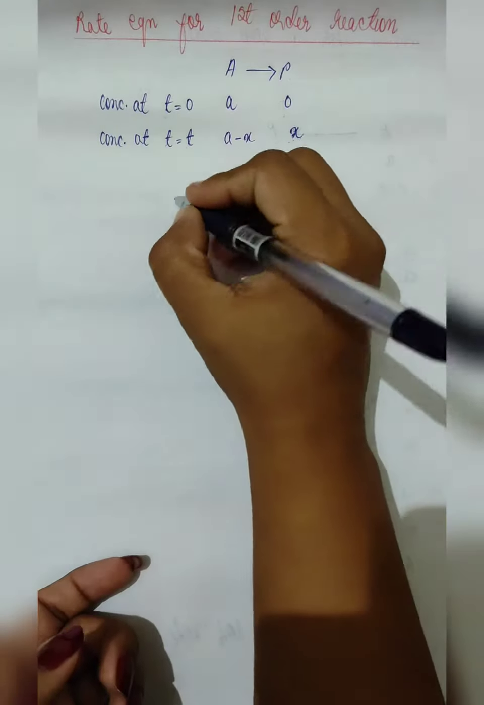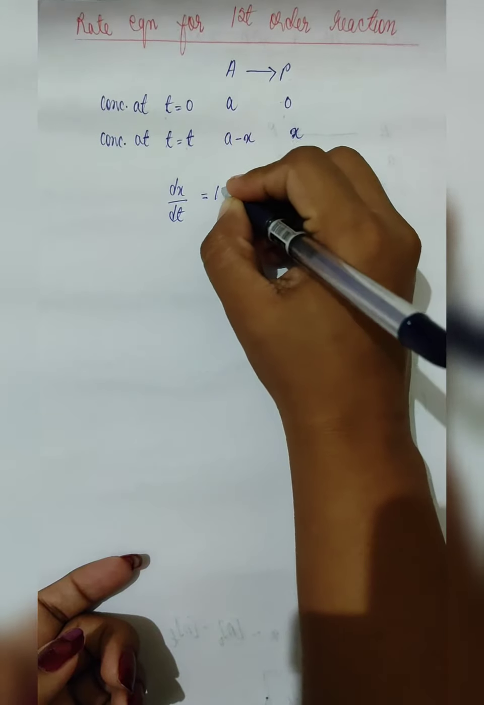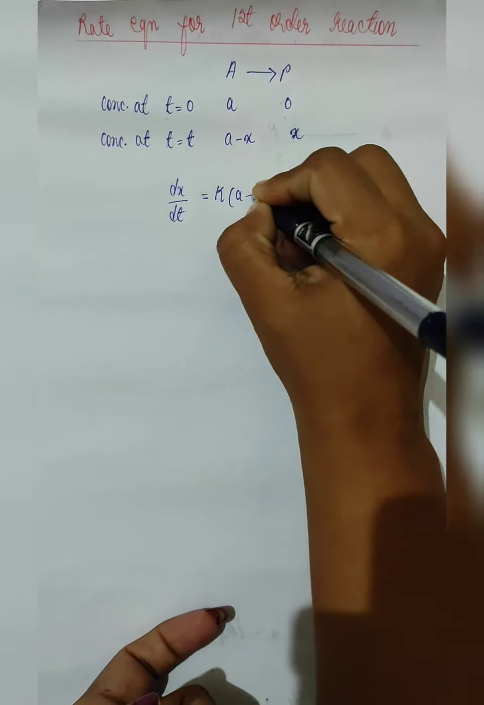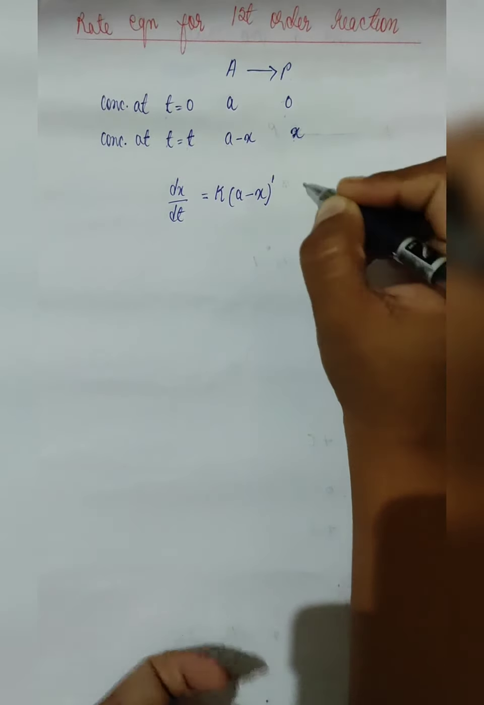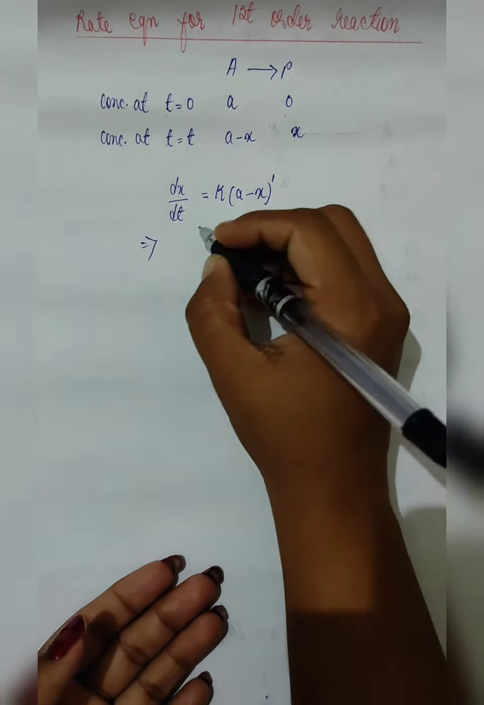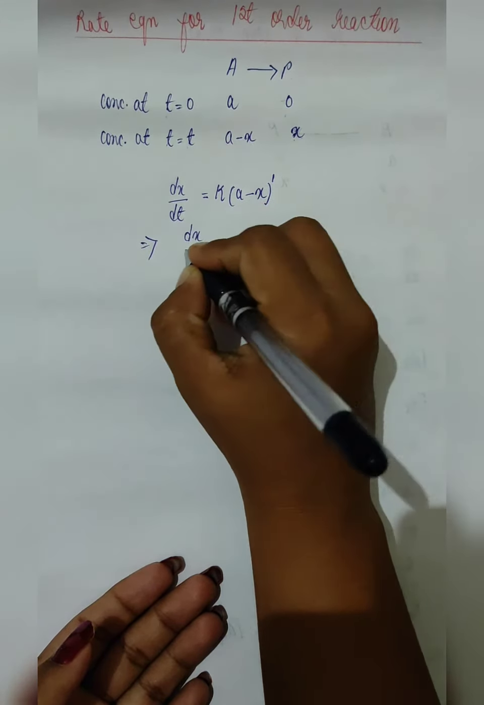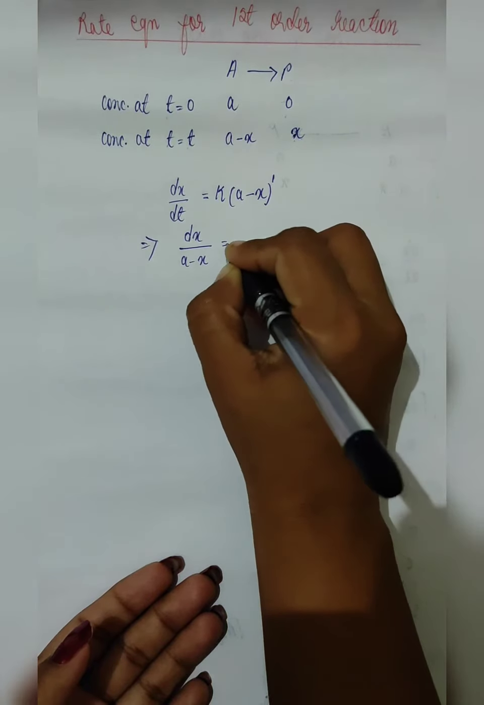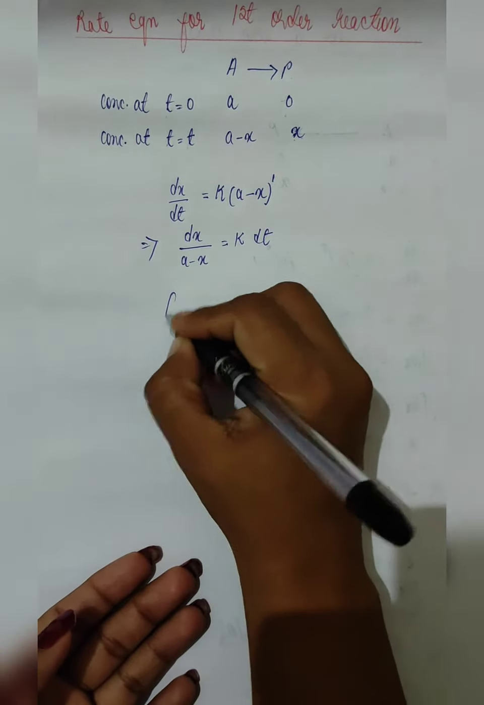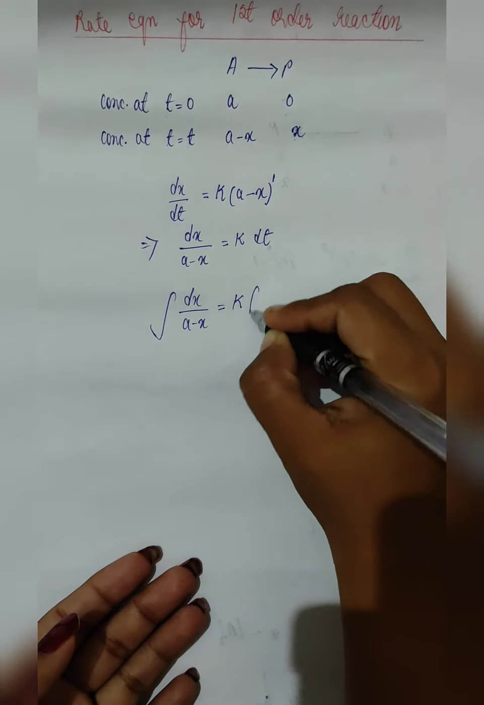Now representing in terms of the differential equation, dx by dt is equal to k, the rate constant, times the concentration of the reactant, with the decrease in the concentration of the reactant, for first order reaction. So this equation can be written as dx, this will come to the denominator, is equal to k dt. Now upon integrating, the constant will come out, dt.